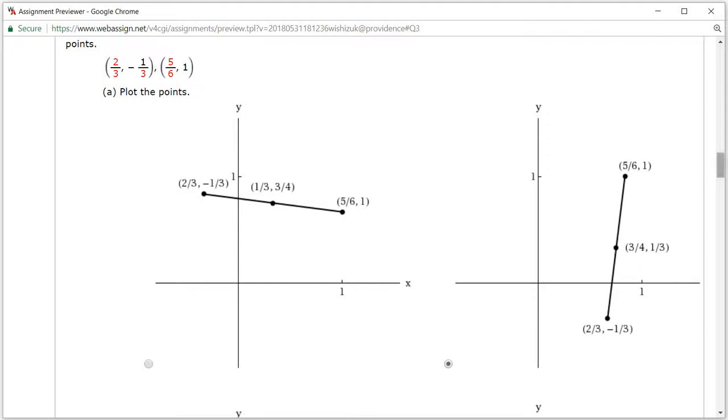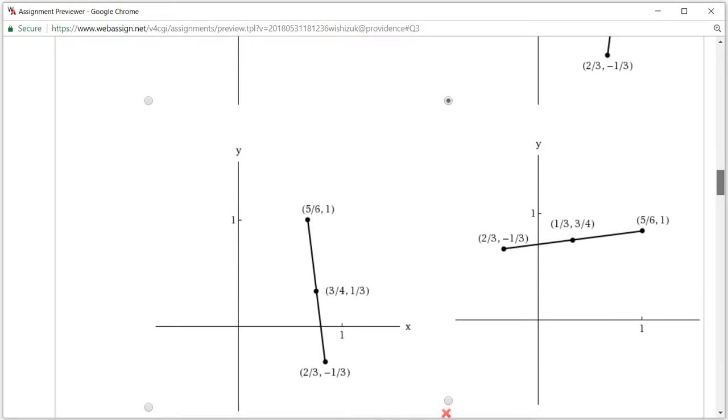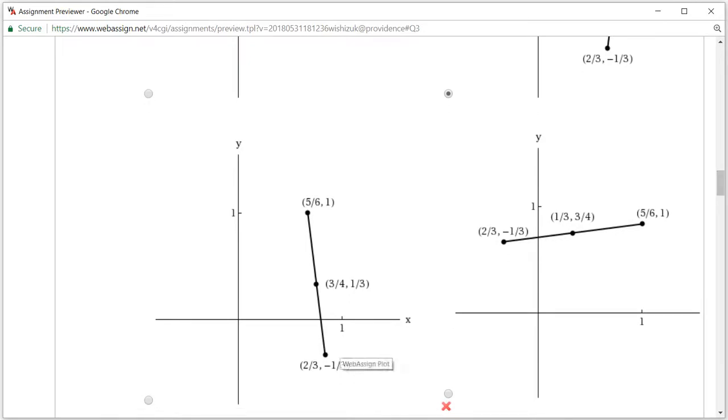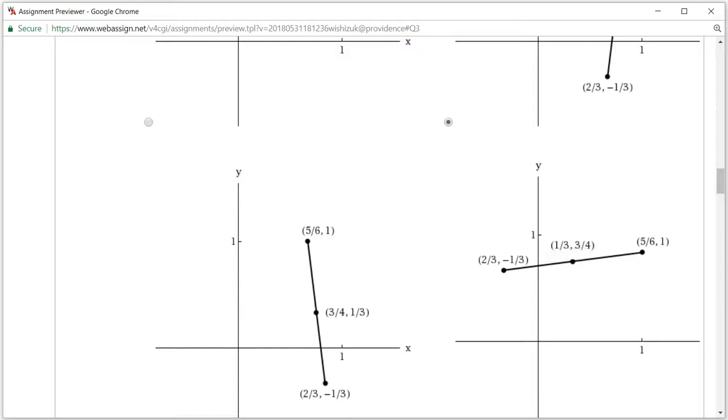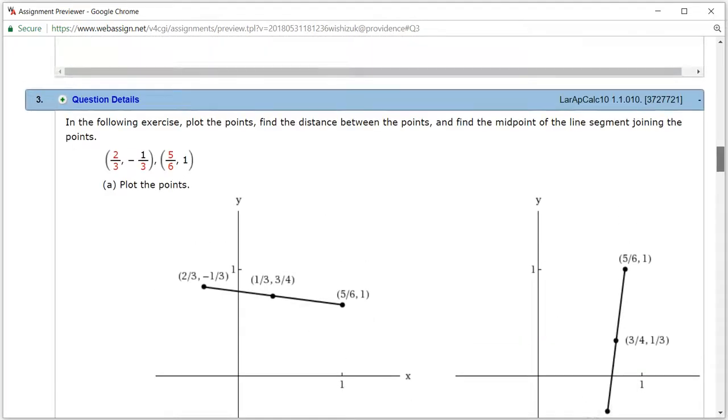Let's, for the heck of it, look at the other ones. 5/6 is bigger than 2/3, so the third picture is not the right picture. And the fourth one is completely wrong because you can see that this is a positive x coordinate, but it's sitting on the left of the y-axis.